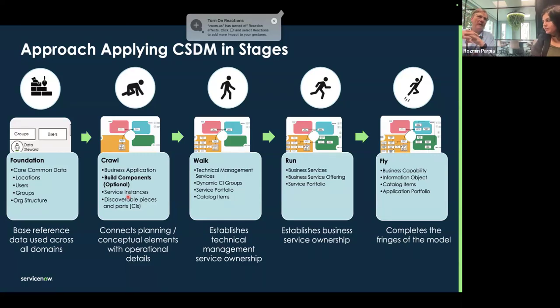Otherwise, operations folks don't understand data models very well, and vice versa. The guys that understand modeling don't understand operations very well. But putting them together, magic happens.